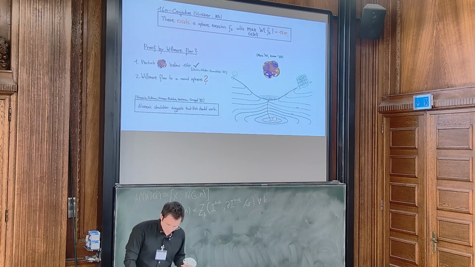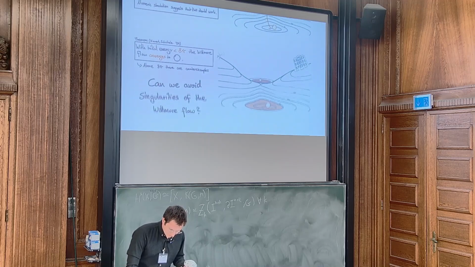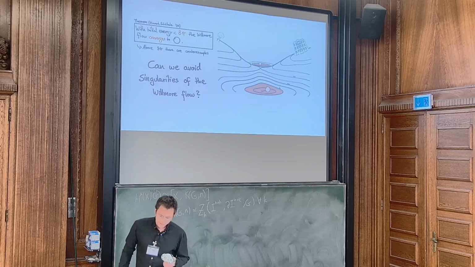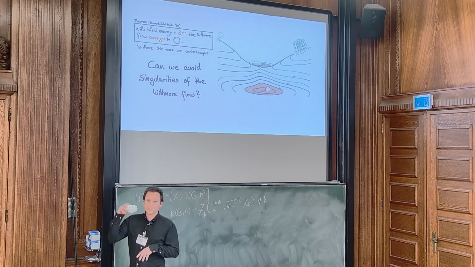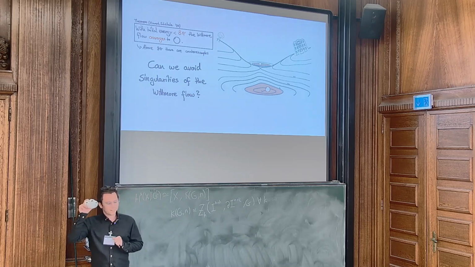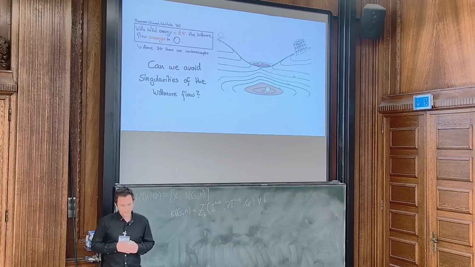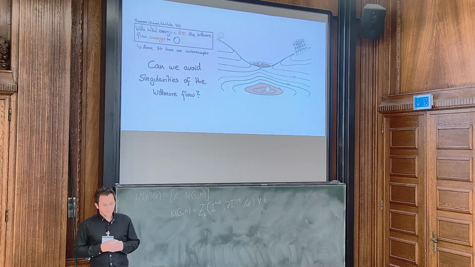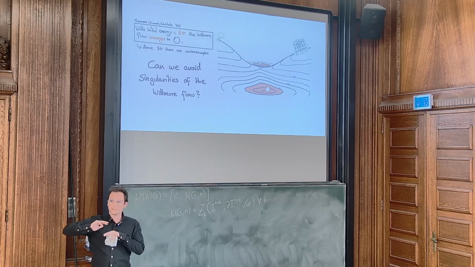What do we know about the Willmore flow? There's one result by Kuwert and Schätzle which states if we start below a Willmore energy of 8 pi, then everything is fine and we converge to a round sphere. So that's at least some part of the way we have to go, but between 8 pi and 16 pi we still have no idea.